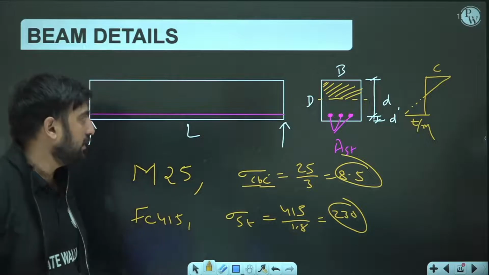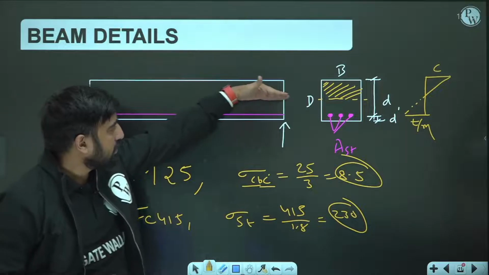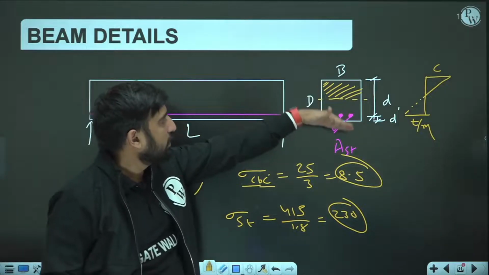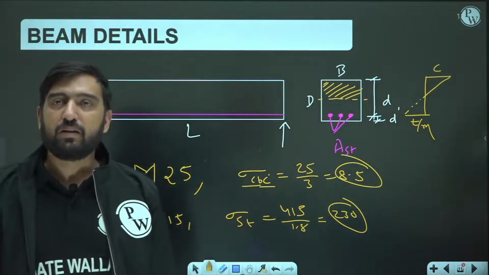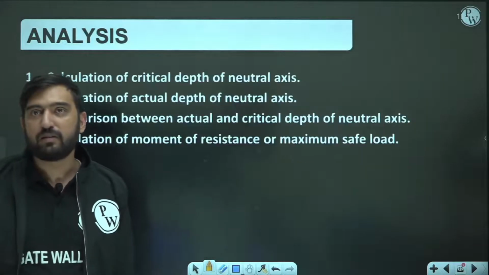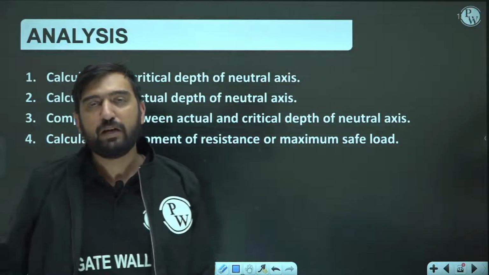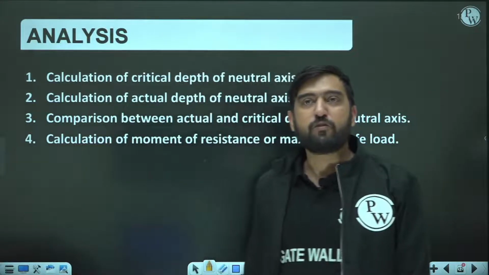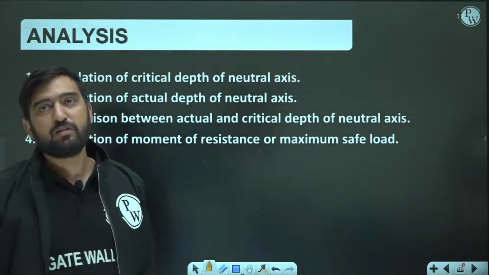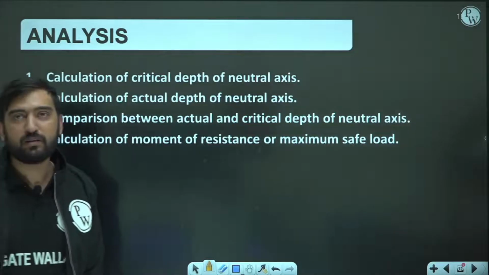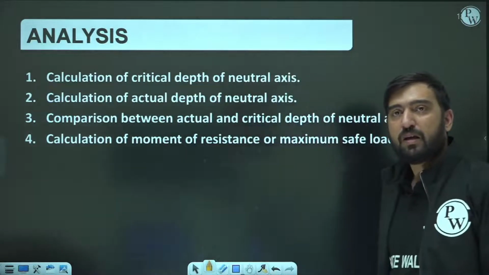Had there been a case of entire steel section, we could have said that the stresses in steel would be developed from here to here. So we would need to define some new terms like sigma SB, SBC like that. So this is the case. For analysis we have 4 steps like we had in the limit state method: calculation of critical depth of neutral axis, calculation of actual depth of neutral axis, comparison between the actual and limiting depth of neutral axis, and calculation of moment of resistance or the maximum safe load which your beam can take safely.